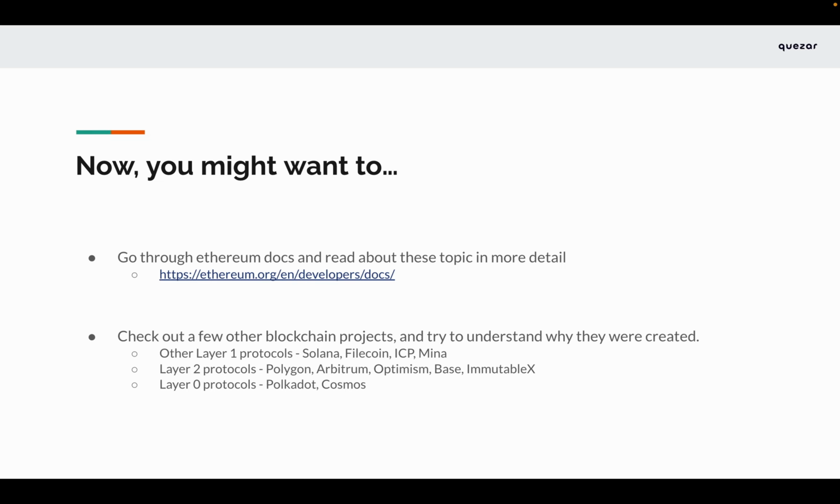And once you have done all of that, you might also want to check out some other blockchain projects. As I mentioned, different blockchains are built for different purposes. So you should just try to understand why different projects exist and why they were created. So you can check out some other layer 1 protocols like Solana, Filecoin, ICP, Mina, Near, Algorand, etc. And there are some layer 2 protocols like Polygon, Arbitrum, Optimism, Base. Base is actually built on Optimism stack, but yeah, do check it out. It's by Coinbase. Immutable X is also there, which is a layer 2 built specifically for gaming applications.